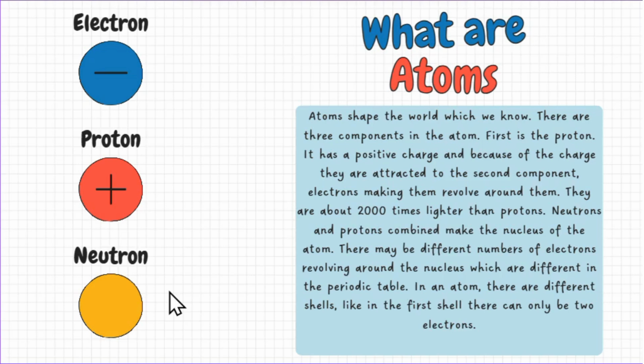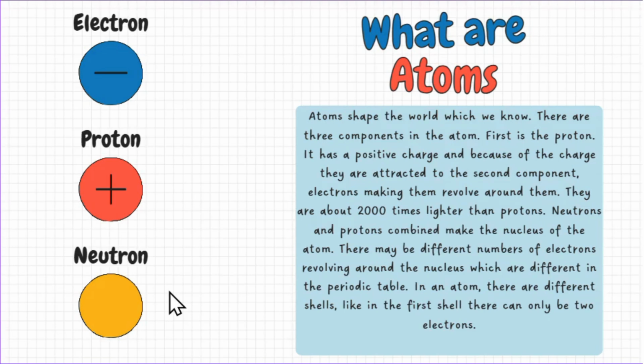First is the proton. It has a positive charge, and because of the charge, they are attracted to the second component, electrons, making them revolve around them. They are about 2000 times lighter than protons. Neutrons and protons combined make the nucleus of the atom. There may be different numbers of electrons revolving around the nucleus, which are different in the periodic table.